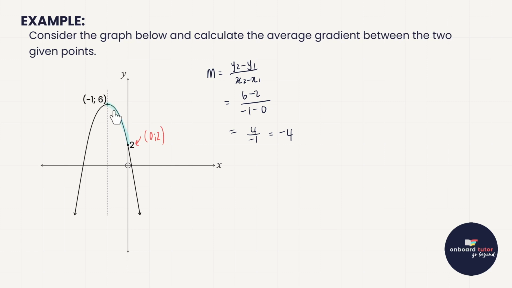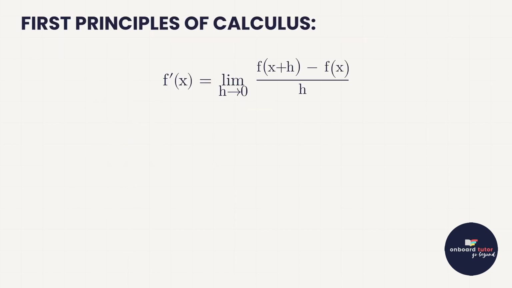But that's the average gradient between a little space. What happens if I want to know the gradient at a point? What mathematicians love to do is introduce lines that touch the graph at just one place. This would be called a tangent. And if I wanted to know the gradient of the tangent here, then calculus is going to help me achieve that goal.